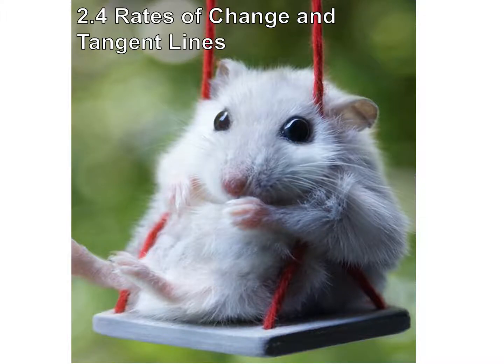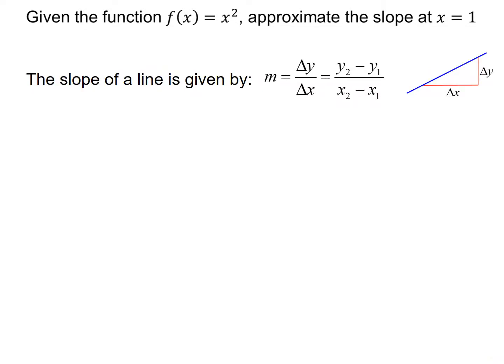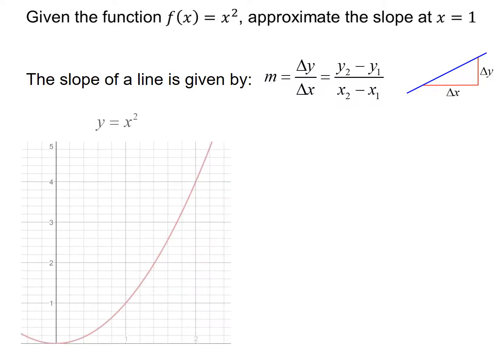Okay, we're going to take a look at rates of change and tangent lines. I'm going to take a look at an example right here of trying to approximate the slope at x equals 1 for the function f of x equals x squared. So keep in mind that the slope of a line is the change in y over the change in x. You've learned this in the past as y2 minus y1 over x2 minus x1.